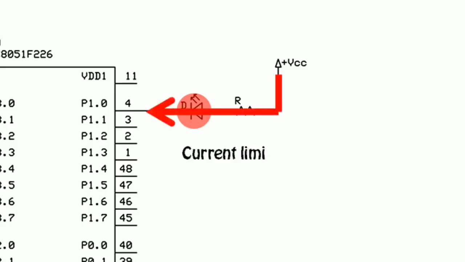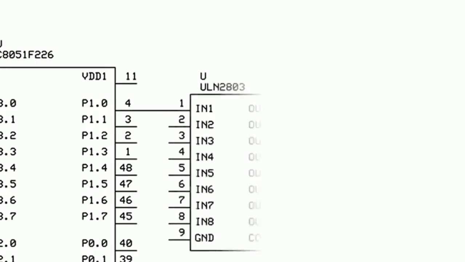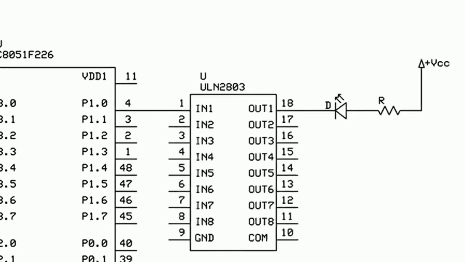The I/O pins have a current limitation. The LEDs are normally not connected directly to the I/O pins. They are usually connected through a buffer IC. One example of a buffer IC is a ULN2803. This is an inverting buffer.